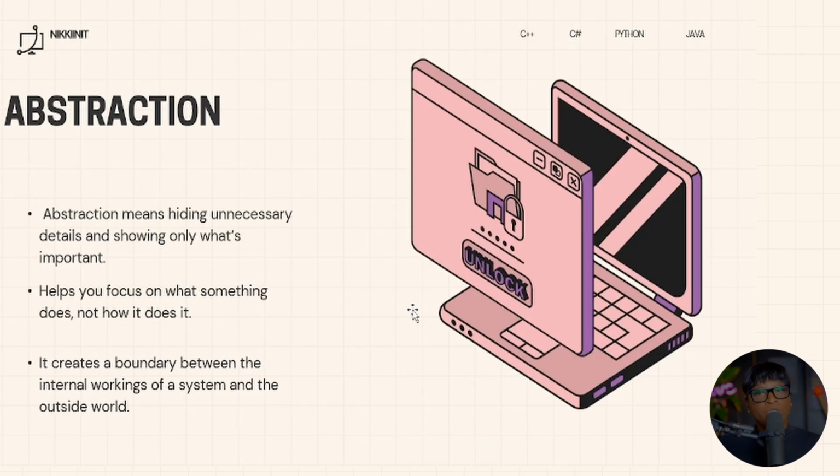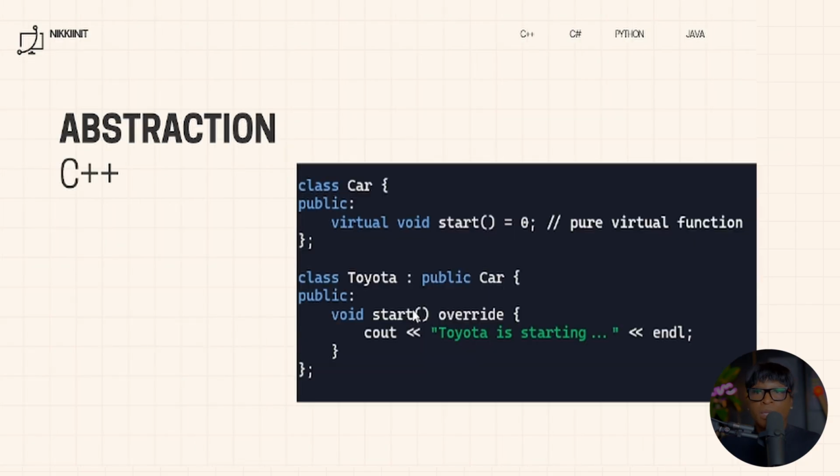So abstraction helps you focus on what something does and not how it does it. It creates boundaries between the internal working of the system and the outside world. Now, this is how abstraction looks in C++.